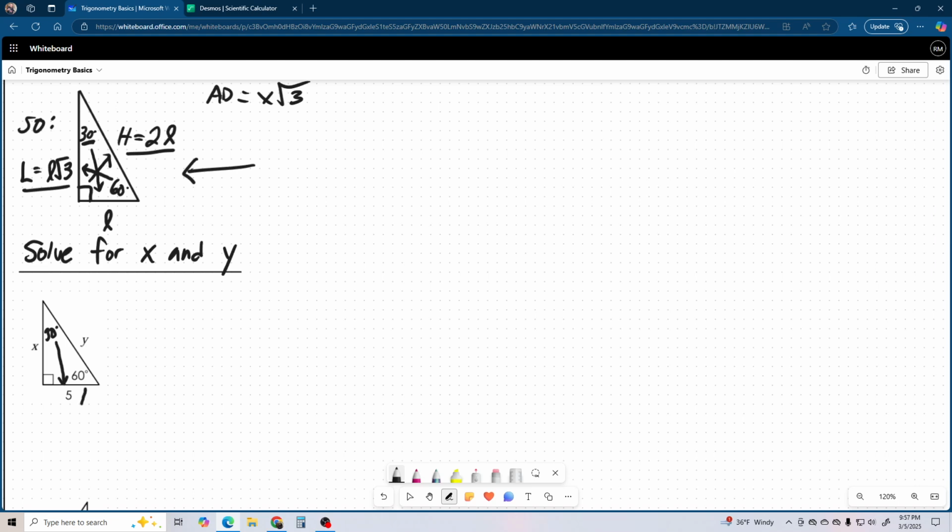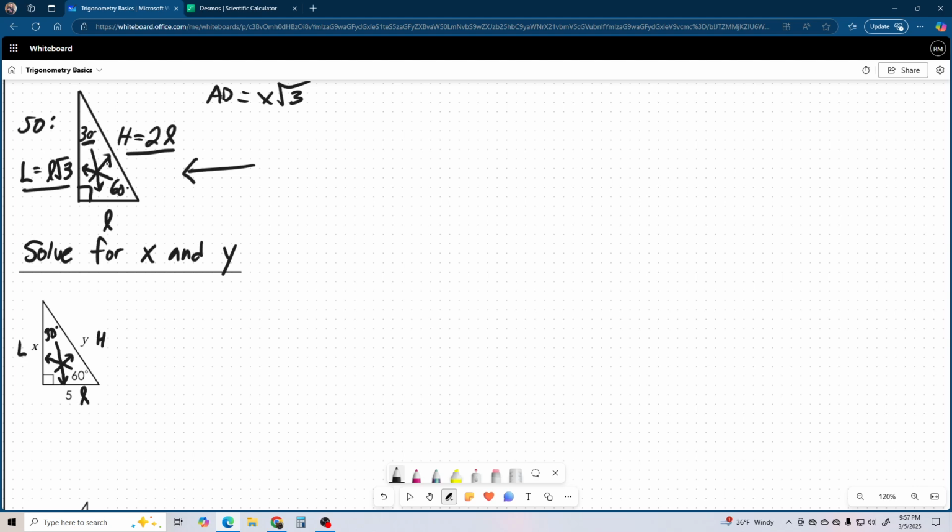So this is going to be our little leg. We know 60 degrees is going to be over here, so this is our big leg. And then our hypotenuse is going to be over here, so y is our hypotenuse. The reason that's important is because we need to figure out which piece we actually know. We don't know our long leg, because that's just x, and we don't know our hypotenuse, because that's y, but we do know that our little leg is 5.